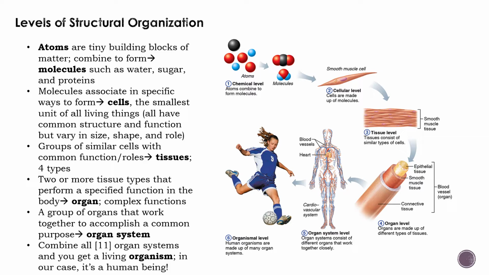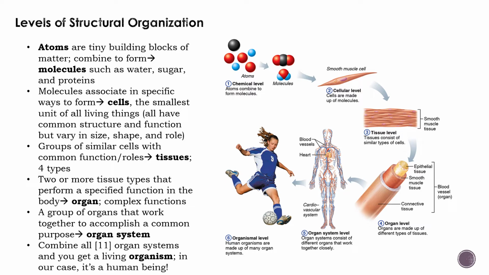Those molecules associate in a specific way to form cells, and the cells are the smallest unit of all living things. So they do all have very common structure and overall function, but vary in size, shape, and role. So groups of similar cells with common roles will then form tissues, which there are 4 types, which we'll talk about in a later slide.